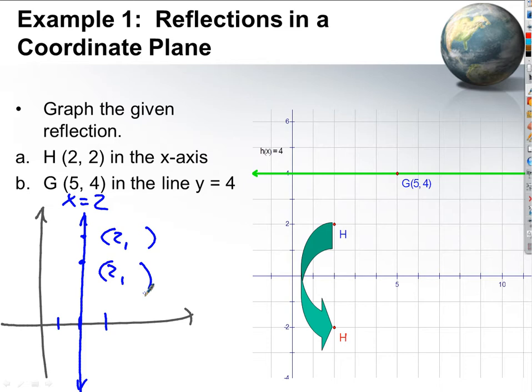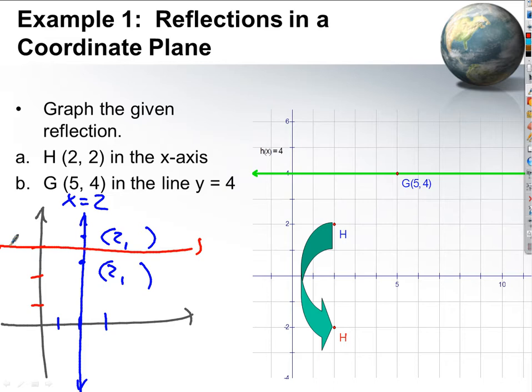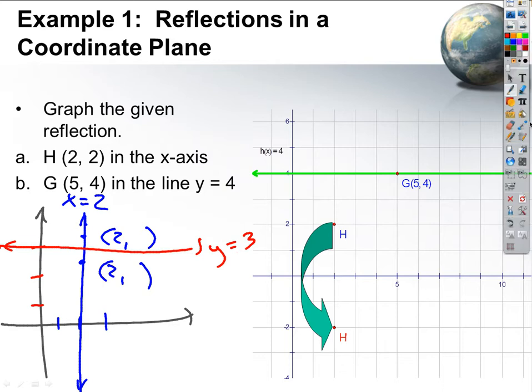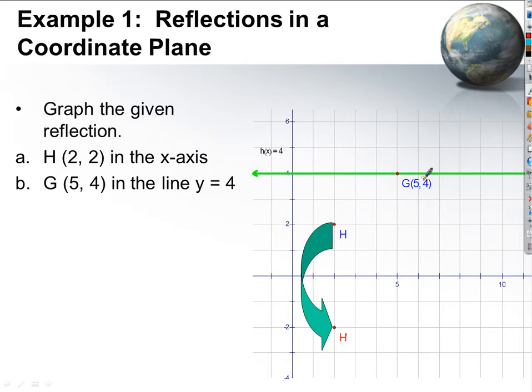Okay? Now what about this guy? Y equals 3. Yeah, because the line is cutting the y-axis. It's horizontal. So it's going to be y equals 3, right? So what about this guy right here then? We've got a horizontal line, y equals 4. What's going to be the image of that pre-image, G, if I reflect it in the line y equals 4?